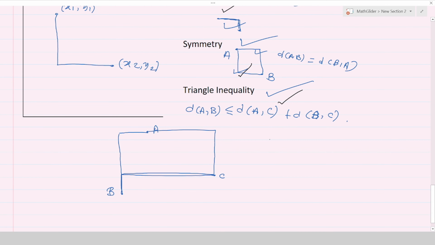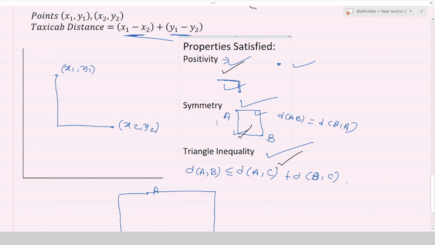So that's it for this video. We will see in the next video how these three properties satisfying distances can be used to define the metric space.